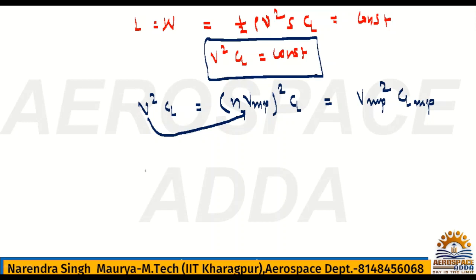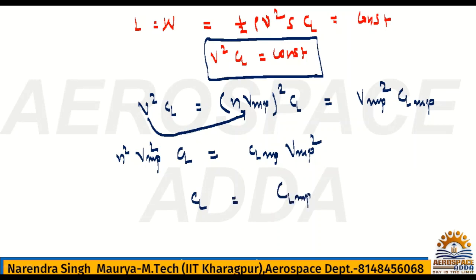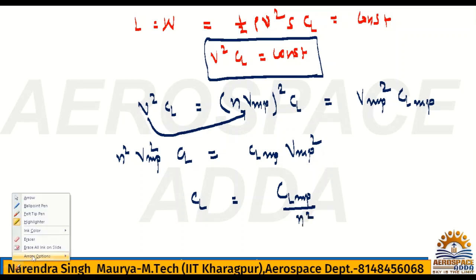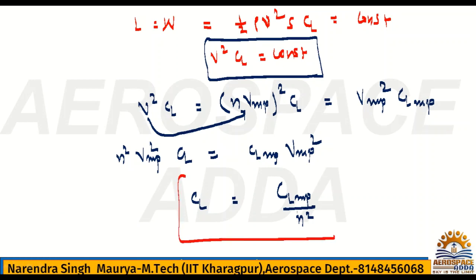Okay. So now what you will do, you can calculate the value of CL: n square Vmp square into CL equals CLMP Vmp square. What will be the value of CL? CL is nothing but CLMP divided by n square. This is very powerful formula actually. Okay, sometimes it is required to calculate lift coefficient at some given speed. So we'll solve the problem, you will understand it's very simple.